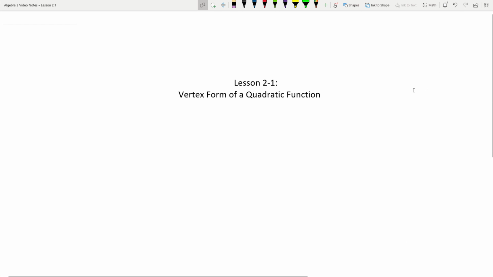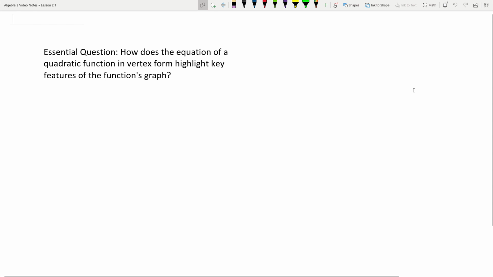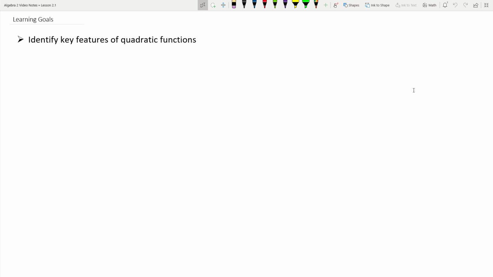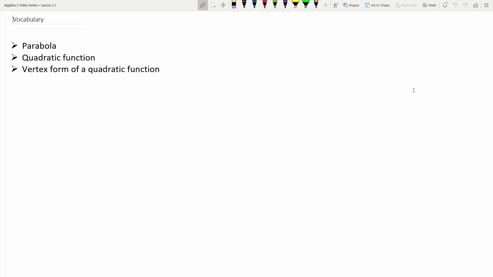Alright, let's get started. So the essential question: how does the equation of a quadratic function in vertex form highlight the key features of the function's graph? Our learning goal today is to be able to identify the key features of quadratic functions. In order to do this, you need to understand what a parabola is, what a quadratic function is, as well as the vertex form of a quadratic function. We'll be putting a lot of emphasis on the vertex form today.